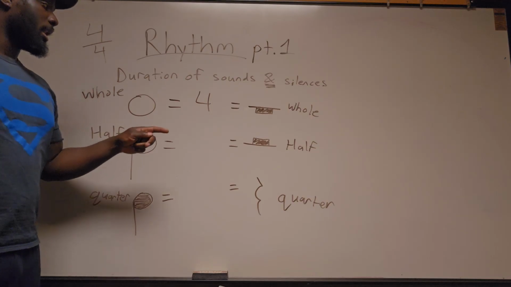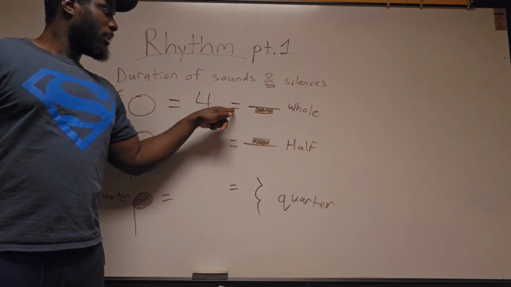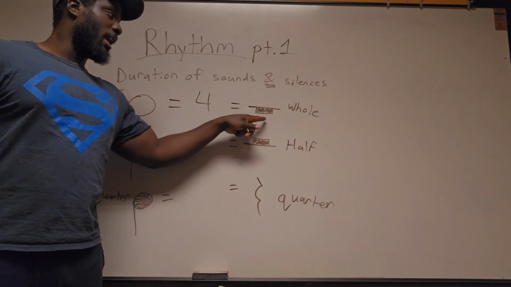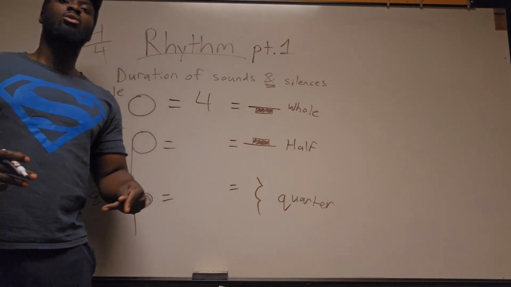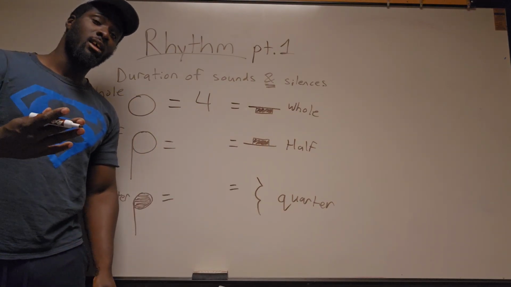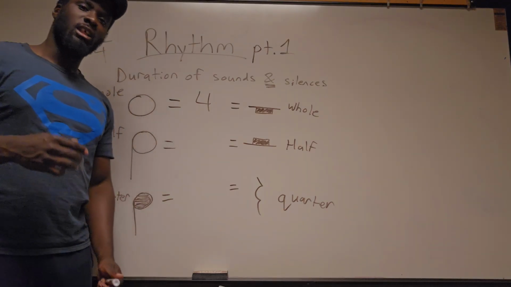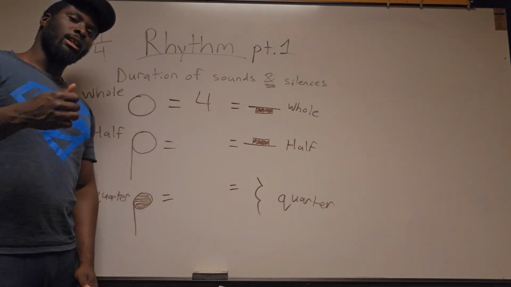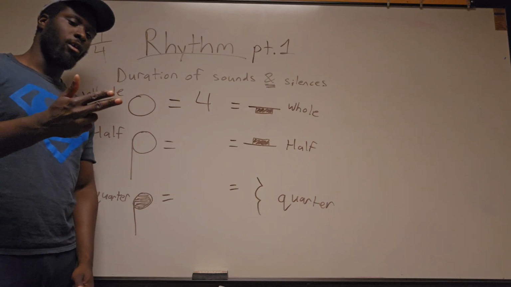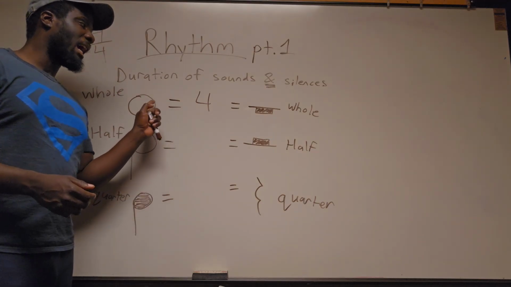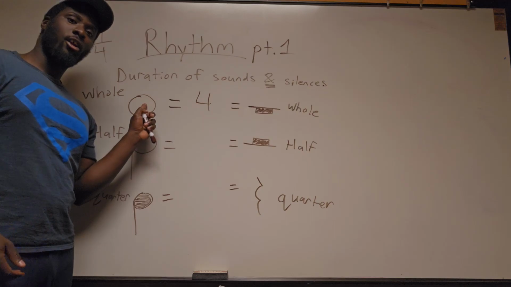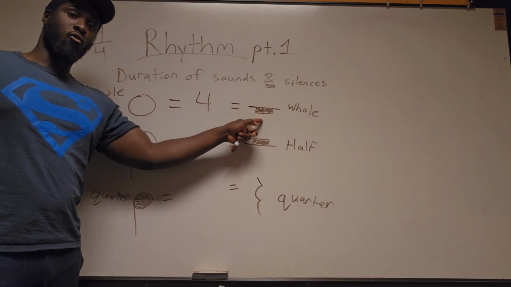Now, I put the equal sign after the 4, showing you that if you see this whole note, that also tells you that you must rest for 4 beats. And again, the beat is just a steady pulse. So if you were to count it, 1, 2, 3, 4, that's how long you should either be playing your note or that's how long you should be resting.